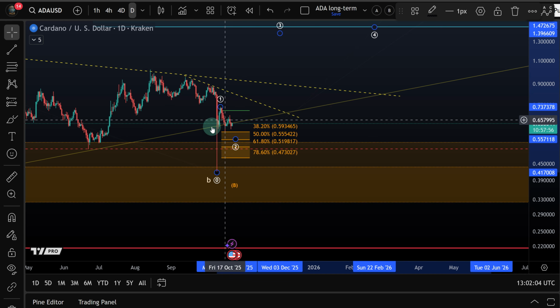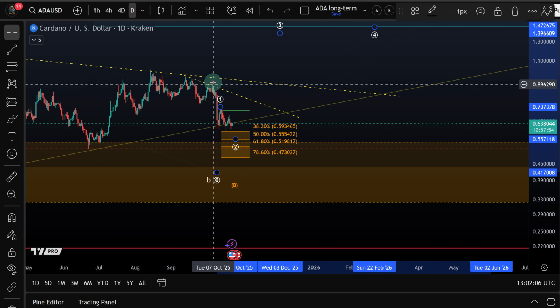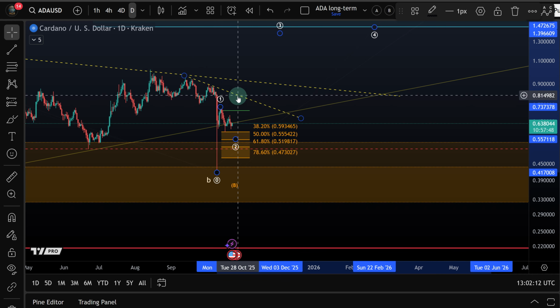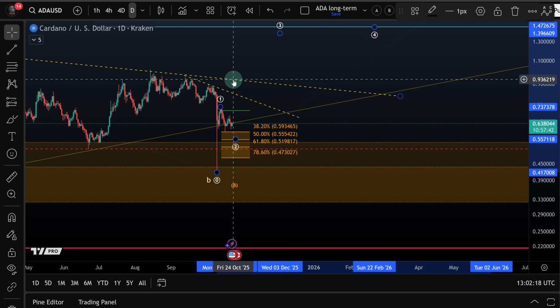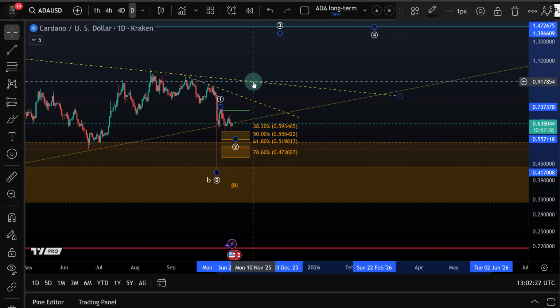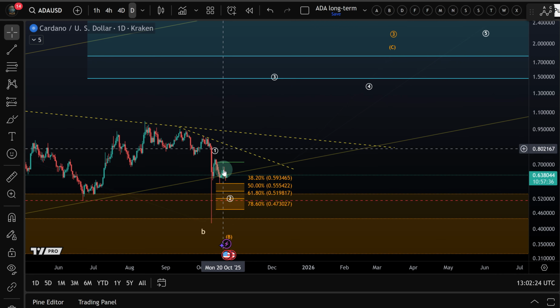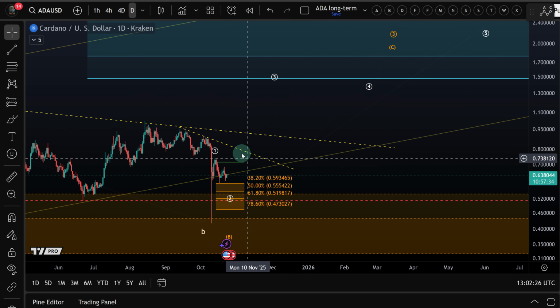Up here, not much is happening. The key levels that now need to be broken to the upside, especially here on the daily chart, are clearly visible. We have the first trend line with around 81 to 82 cents as first resistance. And the next one is above, around 93 to 94 cents. These are the next resistance levels that need to be broken to allow the price to climb higher.